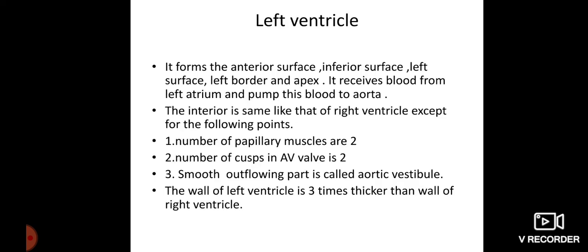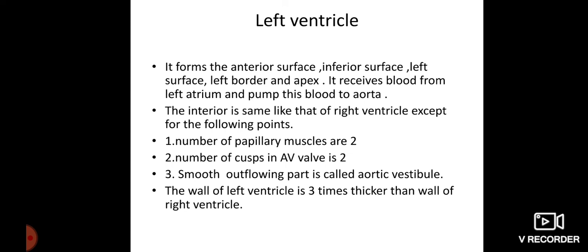Left ventricle. If we are taking the left ventricle, we know the left ventricle is the left lower chamber of the heart. It forms the anterior surface, the inferior surface, the inferior border as well as the left border and the left surface also. It also forms the apex of the heart. It receives blood from the left atrium through the bicuspid valve and pumps it into the aorta.